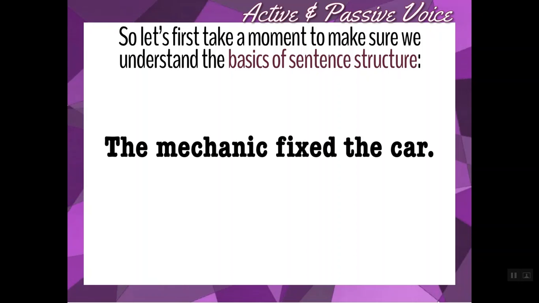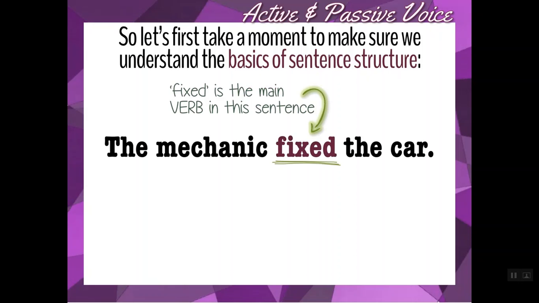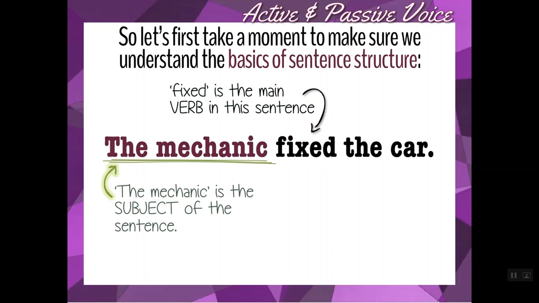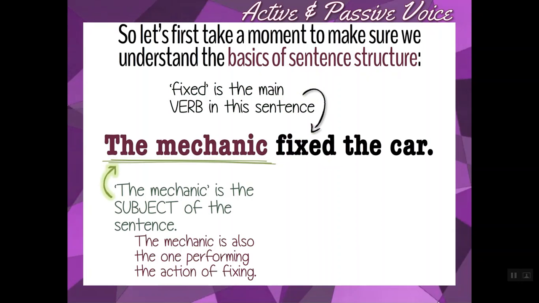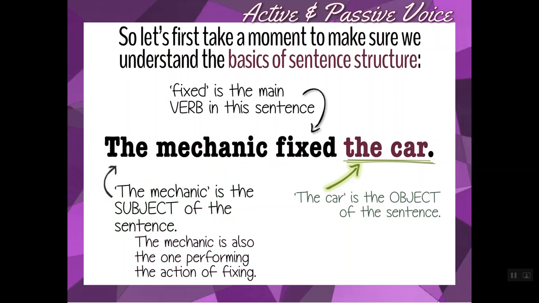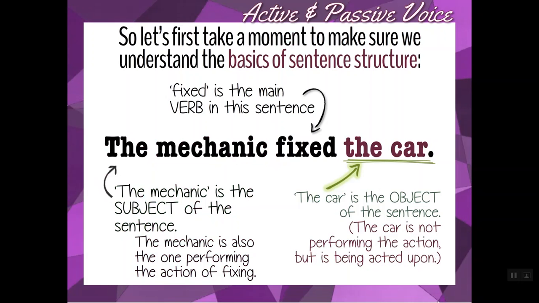So the mechanic fixed the car. Fixed is the verb. The subject is the mechanic, and the mechanic is also the one performing the action of fixing. The object of the sentence is the car. So subject mechanic, object car, verb fixed. The car is not performing the action, but it's being acted upon.